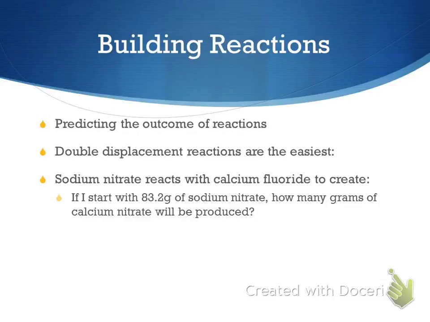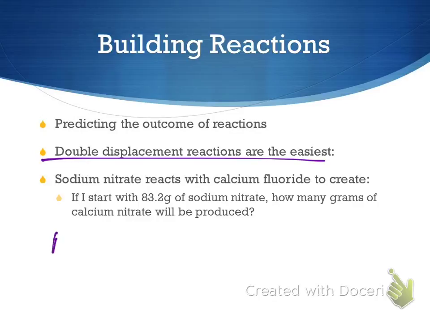So when we build a reaction, we're going to talk about, given two starting compounds, how to predict our outcomes or our products. We are going to predict the reaction. If we're given two starting compounds, we're going to be able to predict what they would form when they go through a chemical reaction. We are going to focus mostly on double displacement reactions because they're the simplest for us to predict the outcomes. So let's review a little bit of what a double displacement reaction looks like.